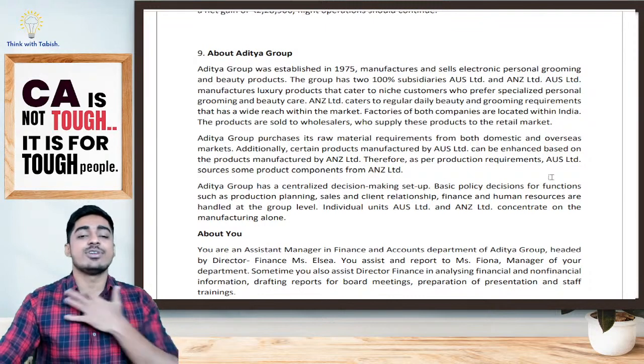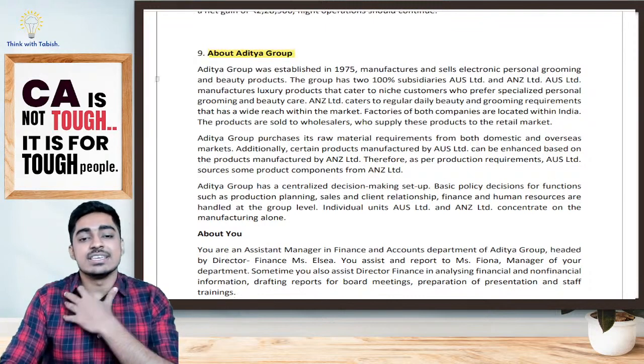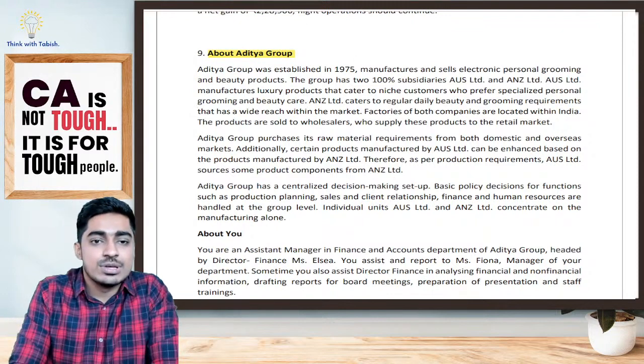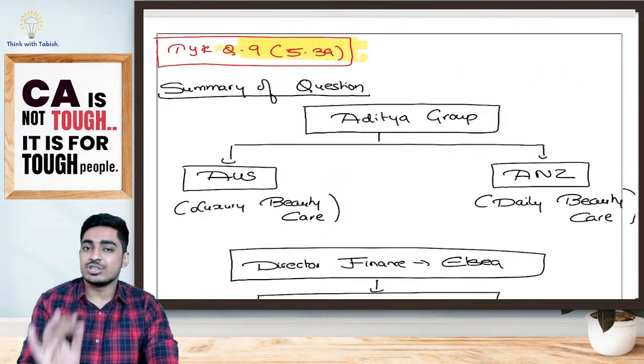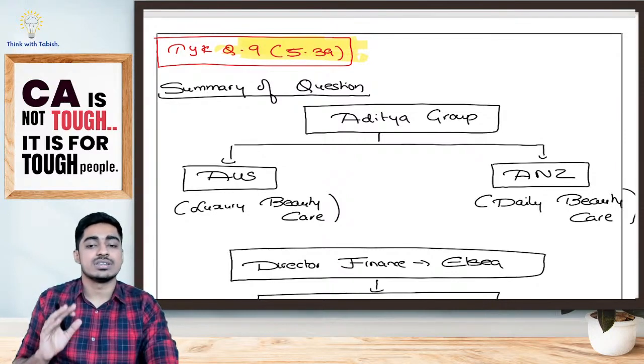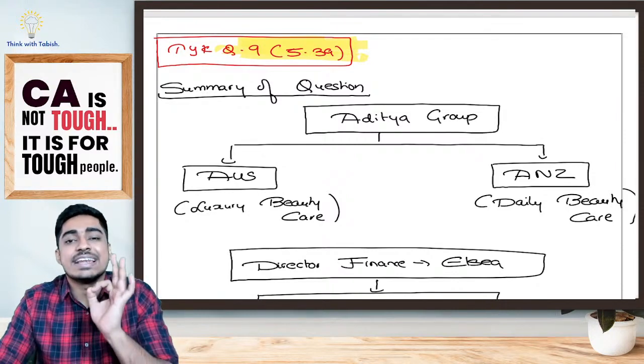So let's have a look at the question. To read this question only, it will take you half an hour. So what we'll do, we'll directly look at the analysis. I'll tell you the background, and whichever paragraph is relevant, we'll look at the relevant paragraph. What is required is we should calculate the minimum price.